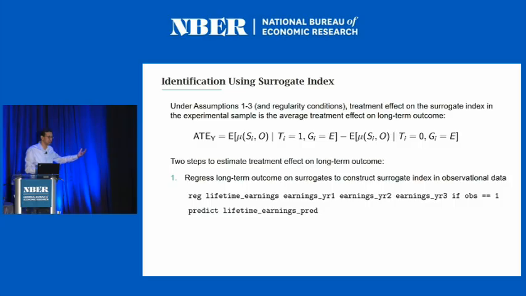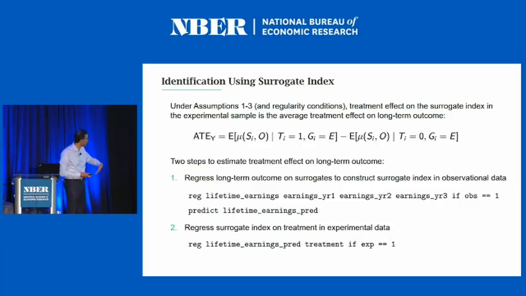So when you do this prediction, you see the short-term outcomes in the experimental data, so you can form the prediction in the experimental sample as well. And then in the second step, you simply regress the surrogate index on the treatment indicator, right? So regress that predicted lifetime earnings on treatment, and that is, under the assumptions that I described, going to give you a consistent estimate of the treatment effect that you are after, okay?